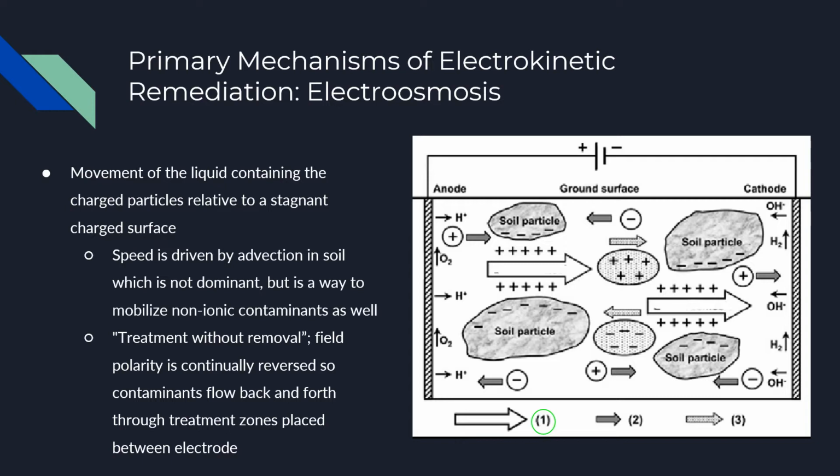Electroosmosis is illustrated in the diagram on this slide by the large white arrows, indicated in this figure as process number 1 and circled in neon green. As you can see, the charge of the soil particles are typically negative, and positive cations tend to line up along their surface.